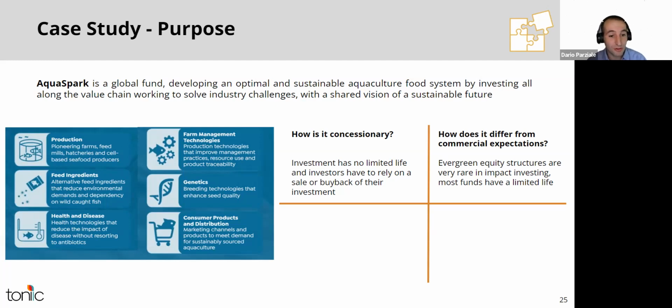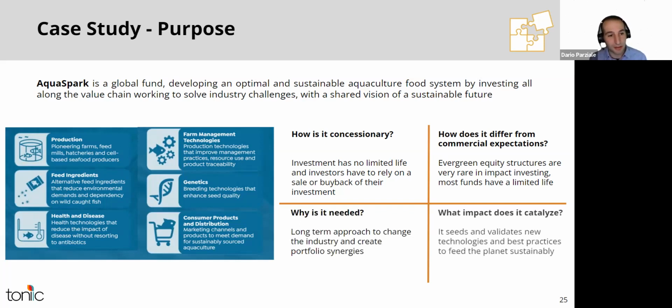It is needed because this novel evergreen structure provides a long-term approach to change the industry and create portfolio synergies. And the impact that it catalyzes is to seed and validate new technologies and best practices to feed the planet sustainably.